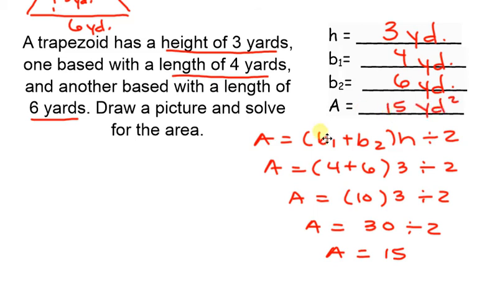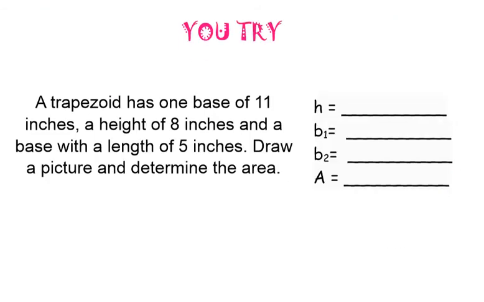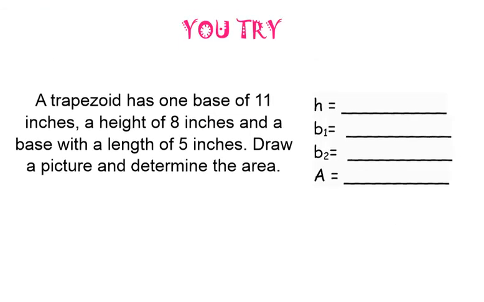Okay, so your final answer for that one, pause if you're not done yet. Okay, so your height was 3 yards, base 1, 4 yards, base 2, 6 yards. It's okay if you had these opposite. And your area should be 15 yards to the second power. Okay, go ahead and try this last example. Make sure you draw a picture, please.